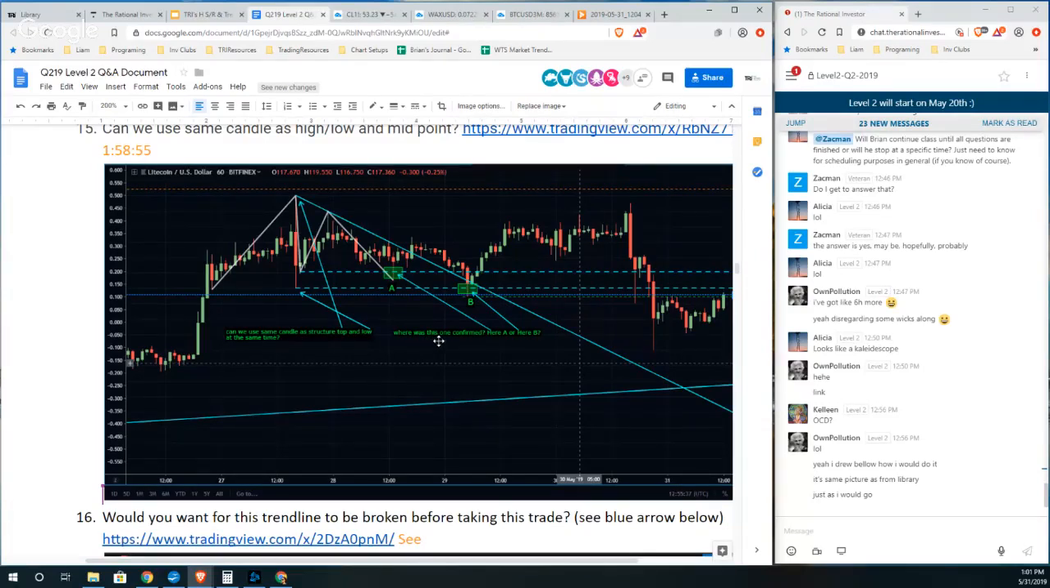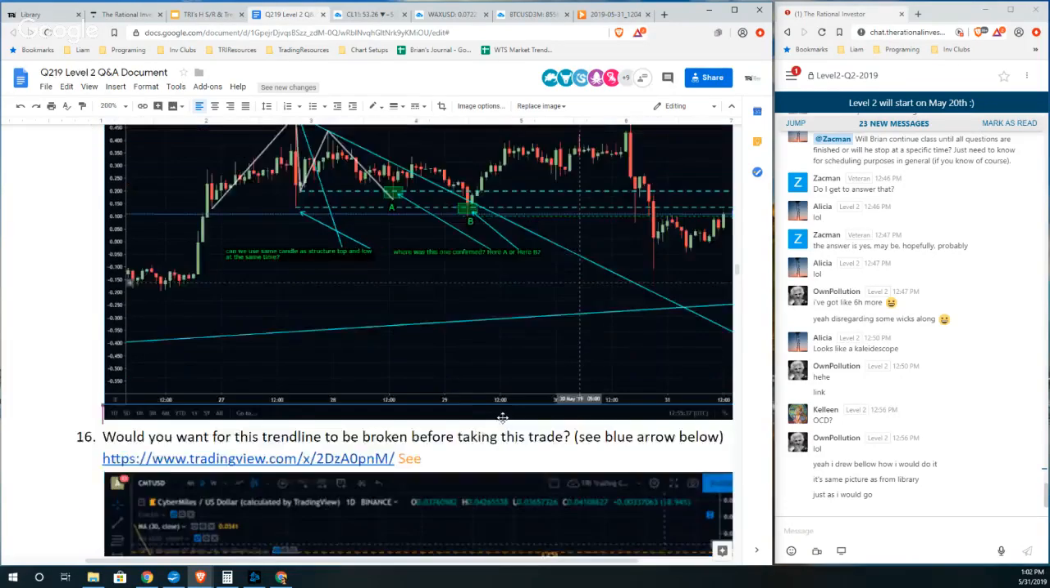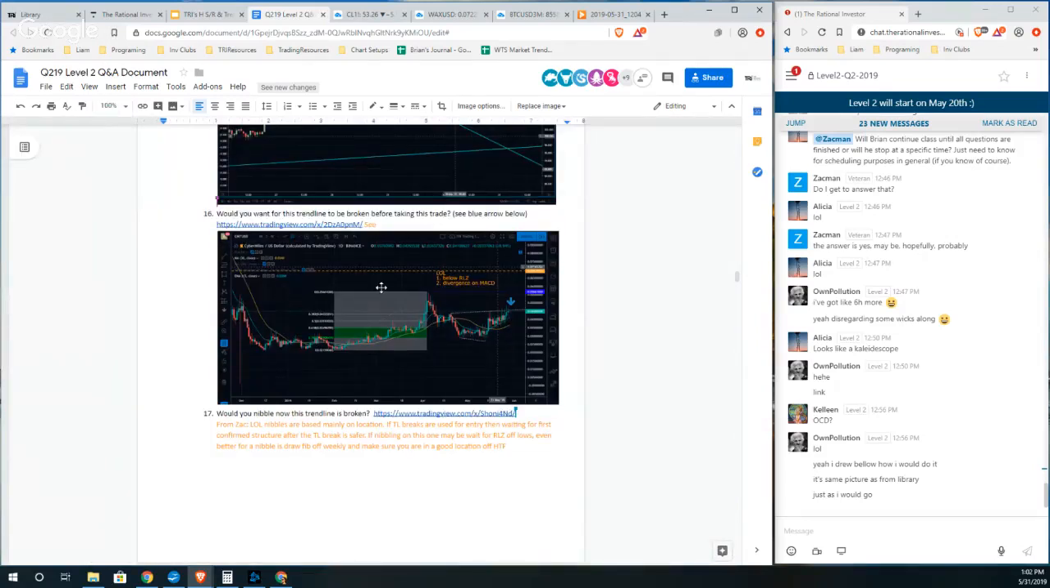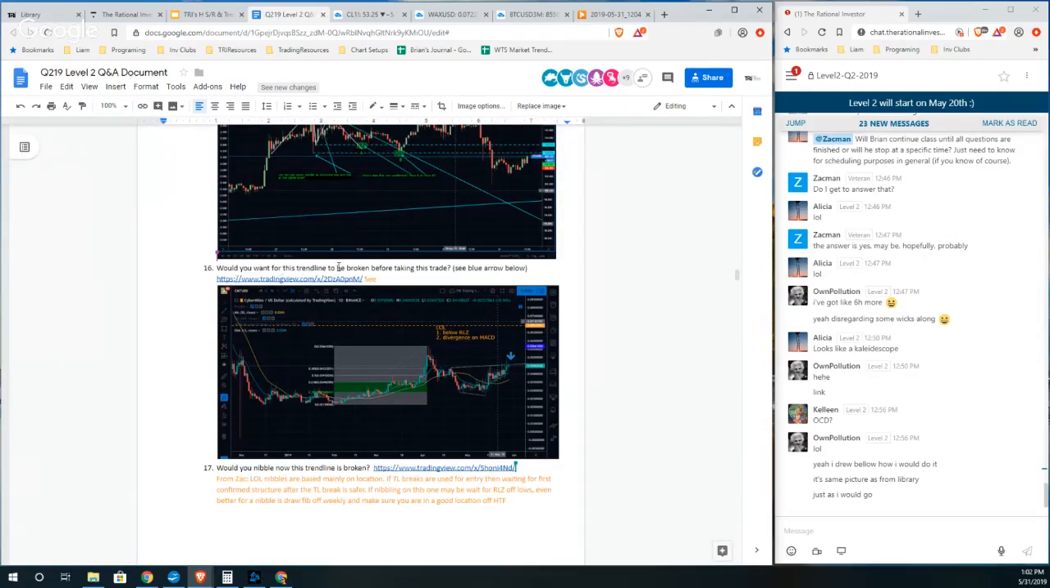Where was this one confirmed? Here A or here B? This, in my opinion, is confirmed here. All right. Would you want for this trend line to be broken before taking the trade?